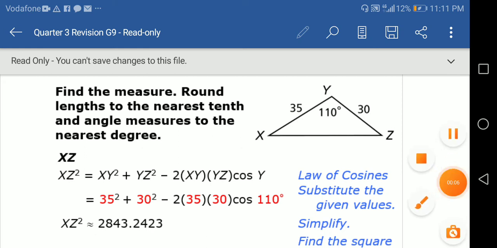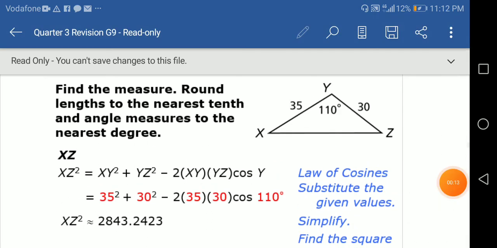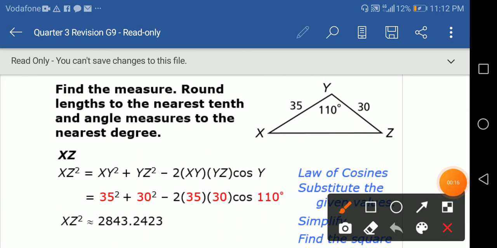So let's complete. We have reached until this. We have here the law of cosines. I'm talking about if I have two sides and one in-between angle, and it's not a right angle triangle. So we are going to use the law of cosines, which is very near to the Pythagorean theorem.